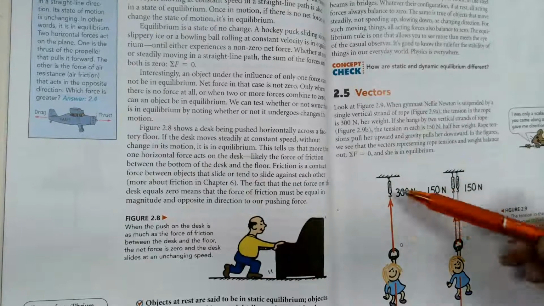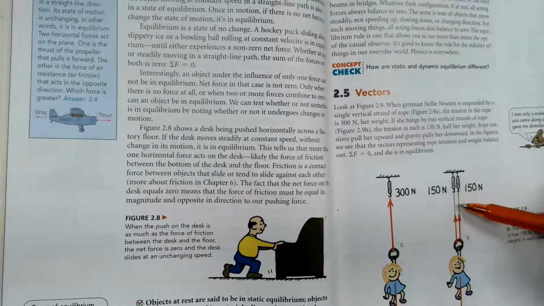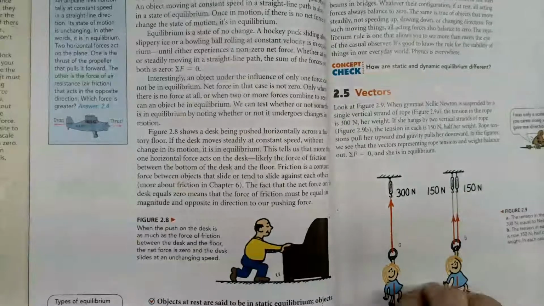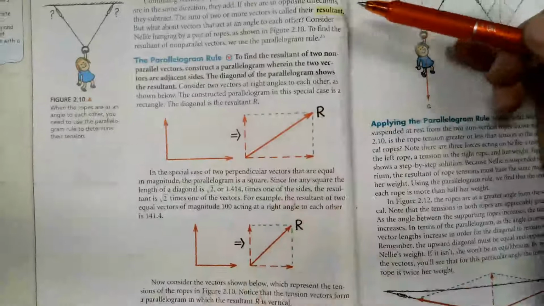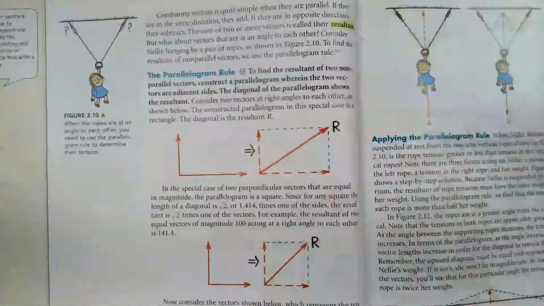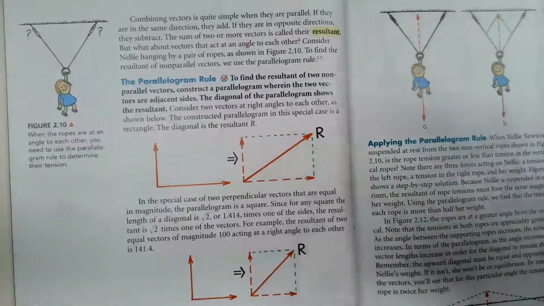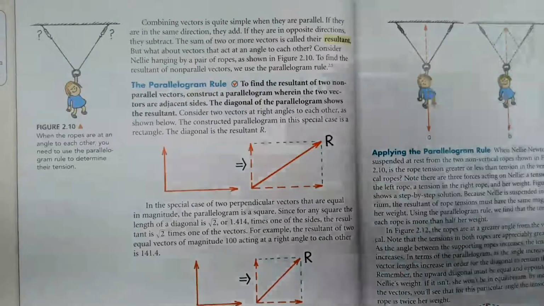300 newtons is going to be divided, if there's two supports, evenly into the 150 and the 150, which we just did one of those. Well, that's the easy part, right? So combining vectors is quite simple when they're parallel. If they're all in the same direction, we just add those up. But if they're in opposite directions, we subtract, right? That's pretty easy. We've talked about that. That's what we've done so far.